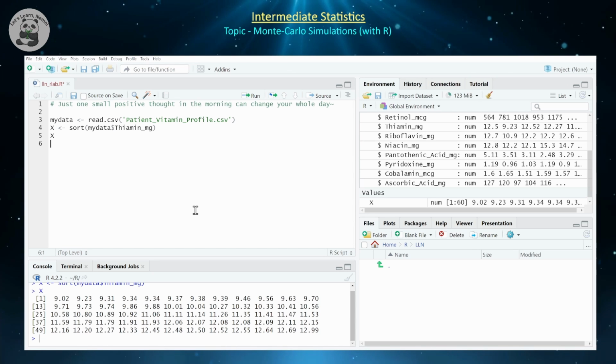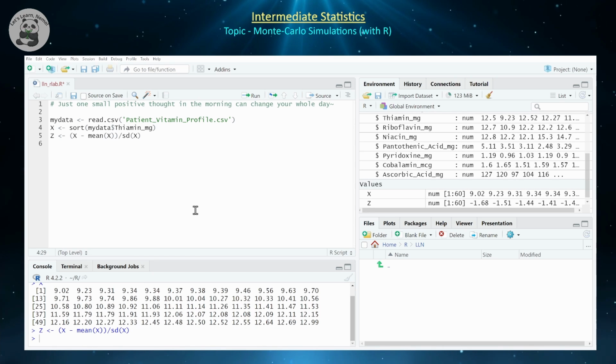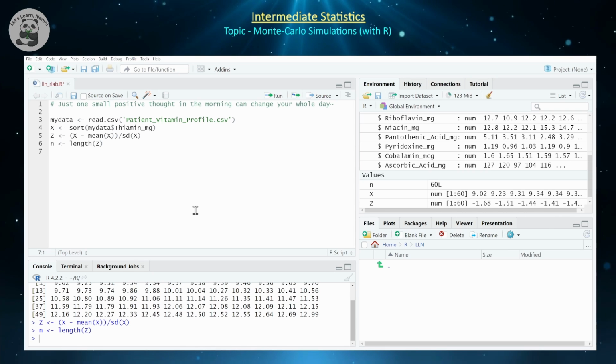So how the Lilliefors test goes is it first standardizes this distribution by taking the z-score of each of the values. We take each of the values, subtract the mean of those values, and divide by the standard deviation of those values, and that's going to find the z-score for each of them and store them in a particular vector. Let's go ahead and calculate the length of this vector, even though we probably know that it's already equal to 60.